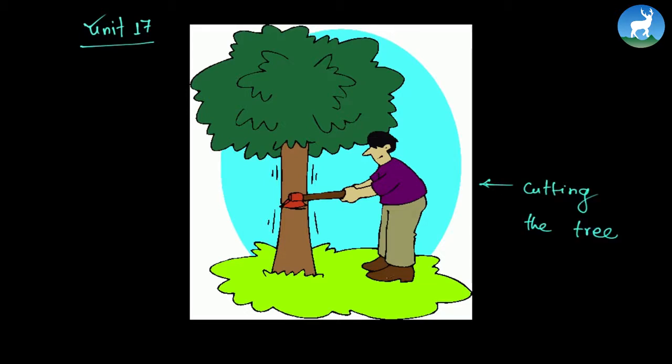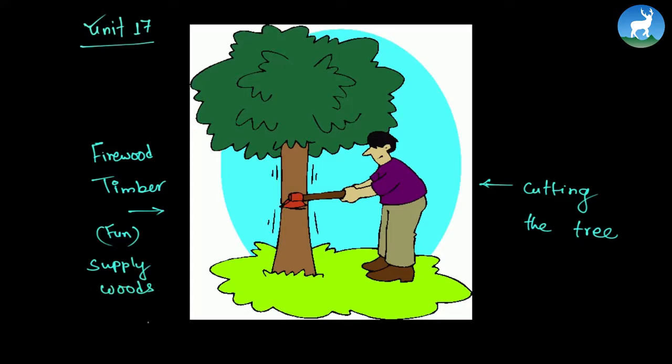Alright, why is he cutting the tree? Maybe he is cutting the tree for firewood, or maybe he wants to build a house. We can say he's cutting the tree for timber, or maybe he's cutting the tree just for fun. That could also be possible, for fun. Or maybe he's a professional woodcutter who wants to supply wood to the market. So these could be the probable reasons. What may happen after 10 years? So after 10 years, if the woodcutters cut trees like this, there would be no trees. And Earth would be a darker, bit difficult place to live in.